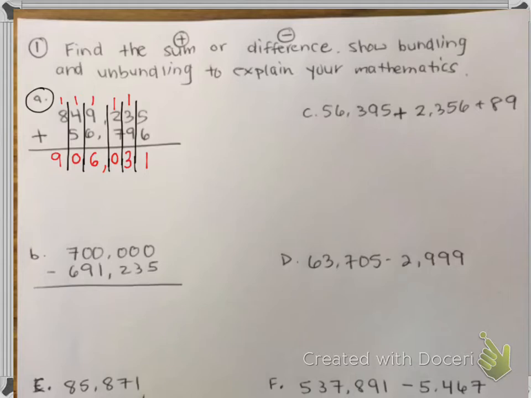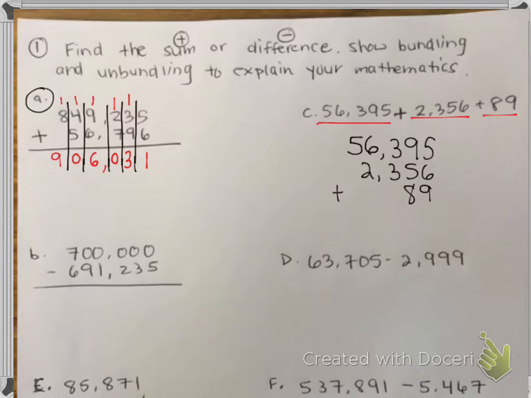So let's do C. I'm going to stack it for you, and I want you to solve when you are going through each place value. I am always going to begin with my largest number. This is 56,395. Let's write it in really neat and not messy, because we have to stack these in order to add. I am then going to go with my thousands next. And then I'm going to go with 89. All right, and then I plan to add.